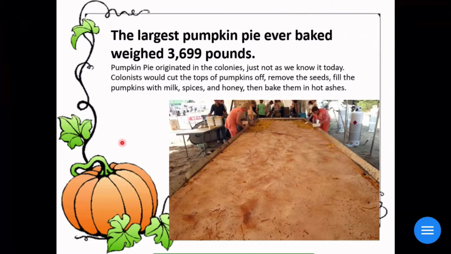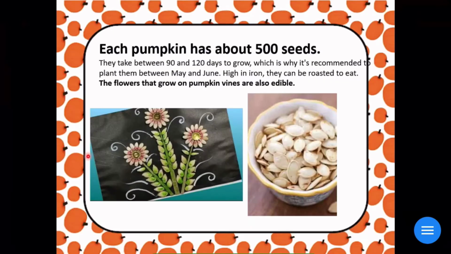Colonists would cut the tops off of pumpkins, remove the seeds, fill the pumpkins with milk, spices, and honey, and then bake them in some hot ashes from a fire. Each pumpkin has about 500 seeds. They take between 90 and 120 days to grow, and it's always recommended to plant them between May and June.